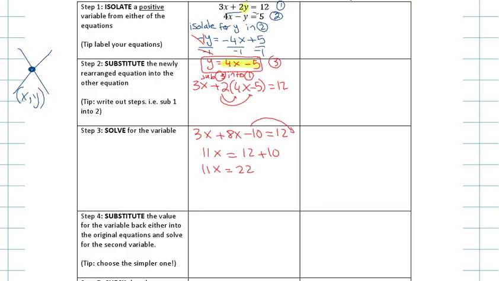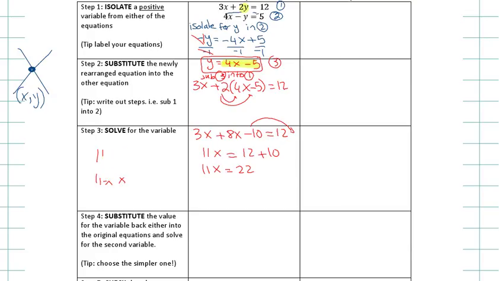What's happening between the 11 and the x? Am I adding them? Am I subtracting them? Am I multiplying them? Is it 11 divided by x, or is it 11 times x? When I say 11x, what does it mean? It's 11 times x.